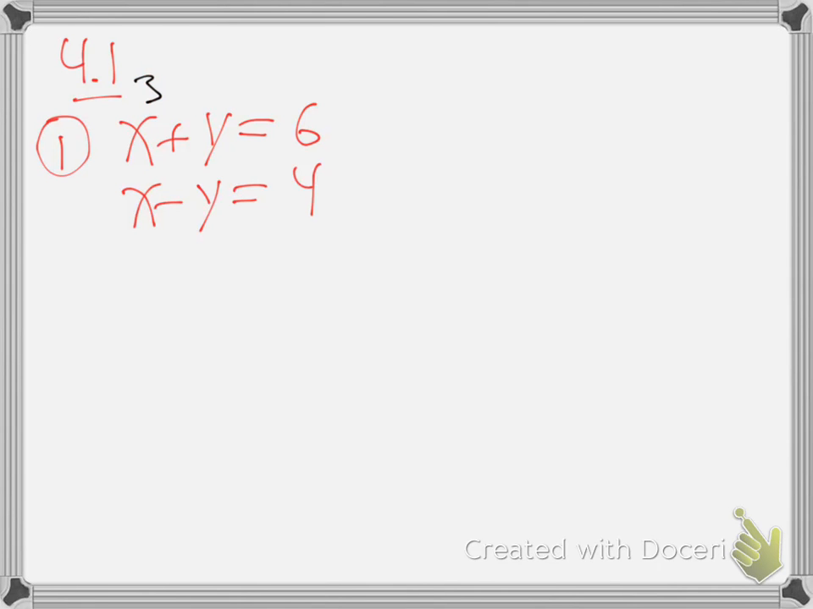So 3 plus 3 is 6. Does it work for the bottom one? 3 minus 3, is that 4? No. So it works for the top, not the bottom. So that's not it. It's got to work for both. So it's not 3 and 3.